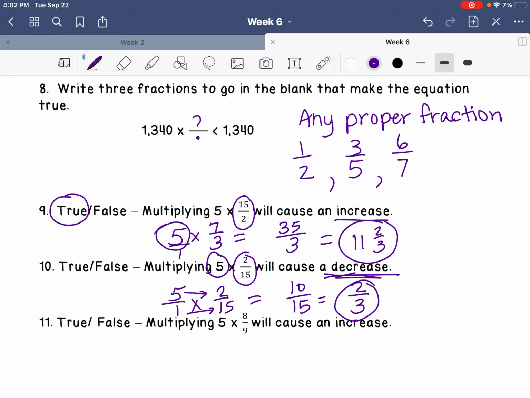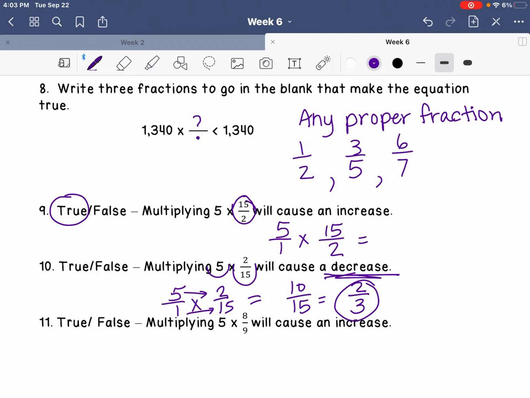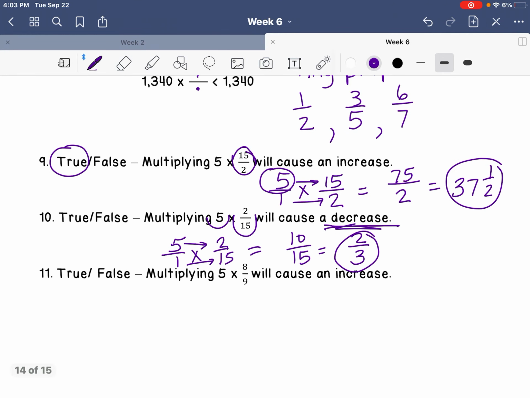I just realized that I gave you the wrong example for number 9. I'm going to go back and change my example. Pardon my mistake there. I want to use the fraction that's there. If I multiply 5 times 15/2, that's 5/1 times 15/2. And it's still going to cause an increase. So I multiply top times top. 5 times 15 is 75. 1 times 2 is 2. And 75 divided by 2 would be 37 and a half. And clearly, that's an increase from 5. All right, sorry about that mistake.